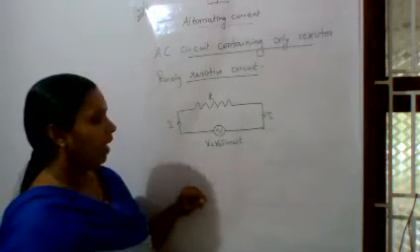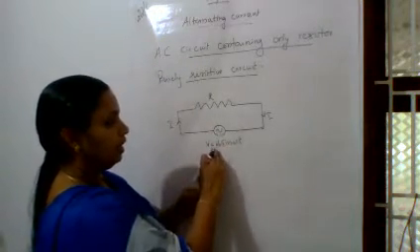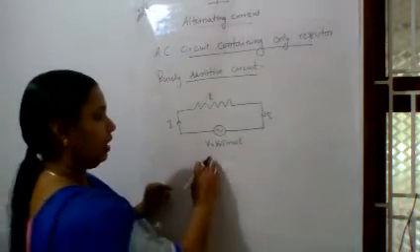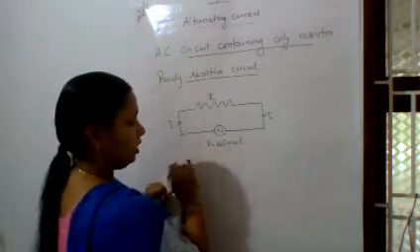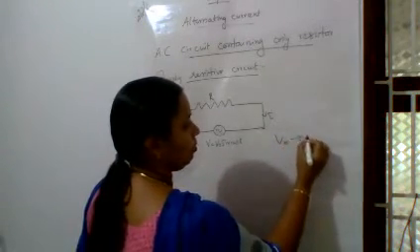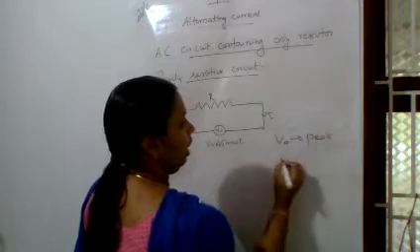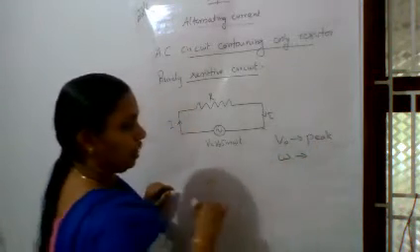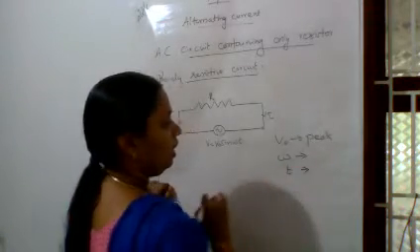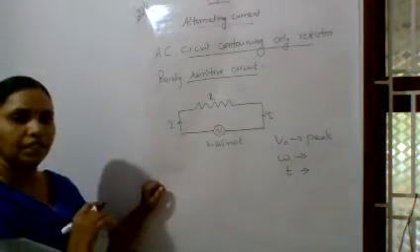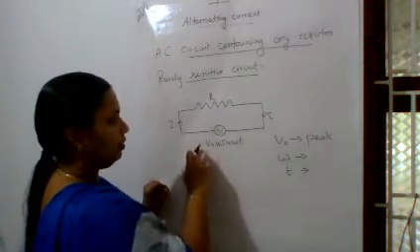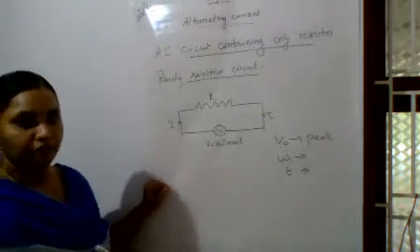It is connected, and from the supply we are getting a voltage of V equal to V0 sin omega t. We know that. Where V is the instantaneous voltage, V0 is the peak voltage or the maximum voltage, and omega is the angular frequency, and t is any instant of time. So at any instant of time we can find out the value of V.